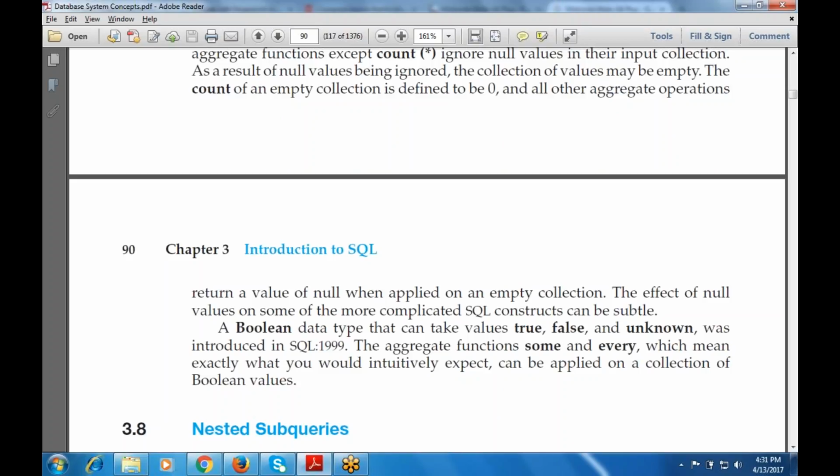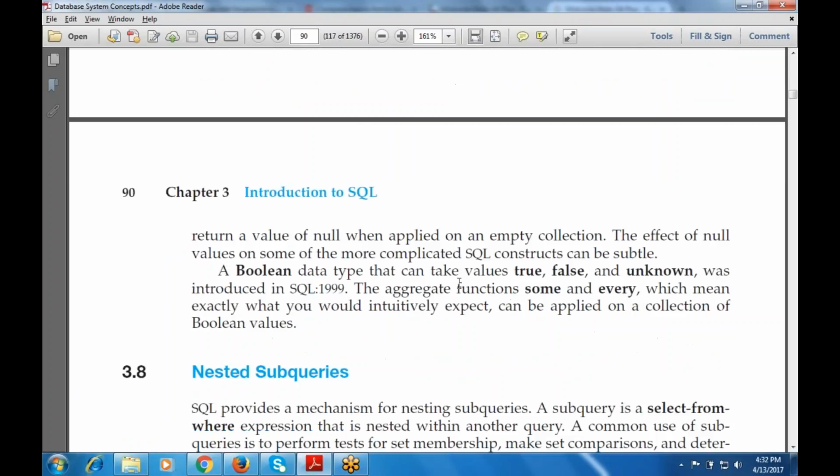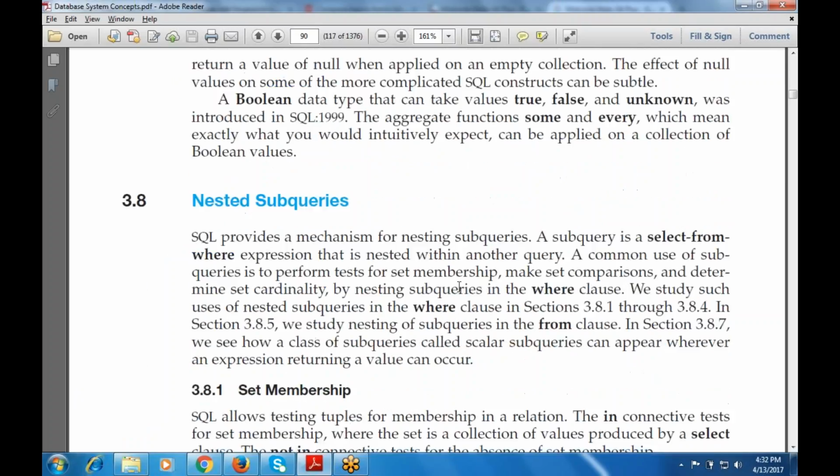The effect of null values on some of the more complicated SQL constructs can be subtle. The Boolean data type, which can take the values true, false, and unknown, was introduced in SQL. The aggregate functions some and every mean exactly what you would intuitively expect and can be applied on a collection of Boolean values.